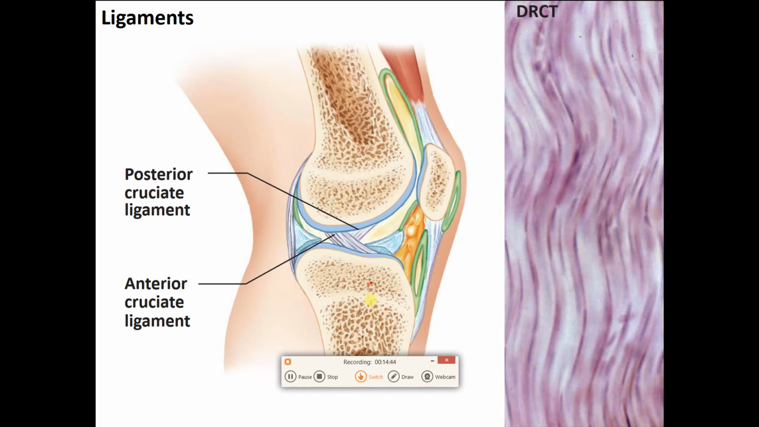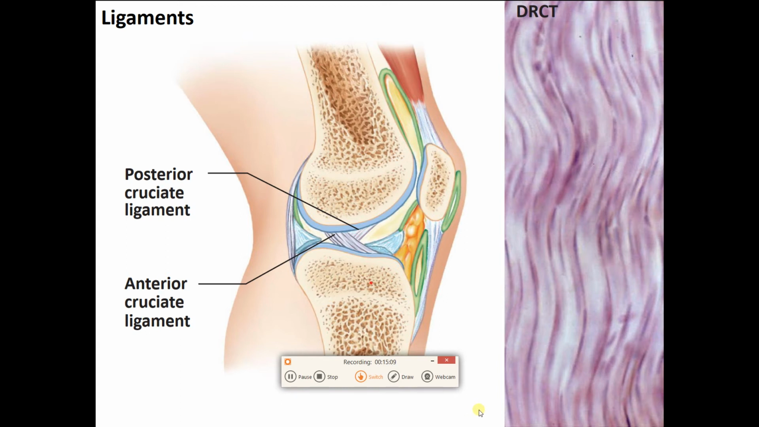Yeah, ligaments. So ligaments, we've met them already. Ligaments are made of dense regular connective tissue. We see that over here. Look at the waviness of the collagen fibers here. Ligaments are really strong, especially in that direction. So not as strong in a transverse direction, but in that direction of the collagen fibers, ligaments are darn strong.